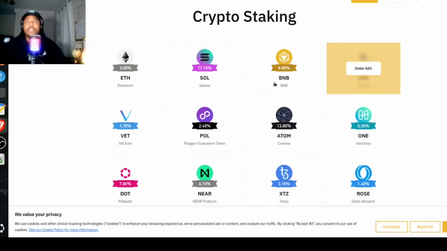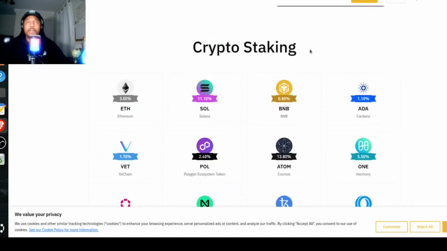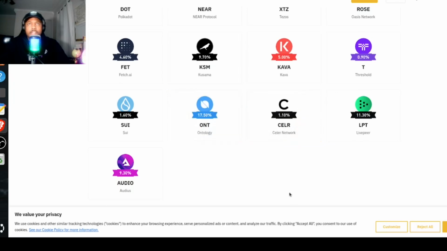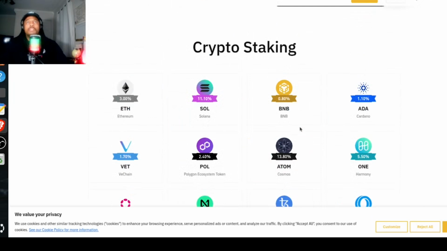Now then you can select a list of cryptocurrencies to stake from. They have their different percentage rates on here. So Solana's doing like 11%, Ethereum's 3%. Ontology is the one that's 17.5. Okay. And also when you do stake, you obviously want to know a little bit about the blockchain that you are investing your money into.